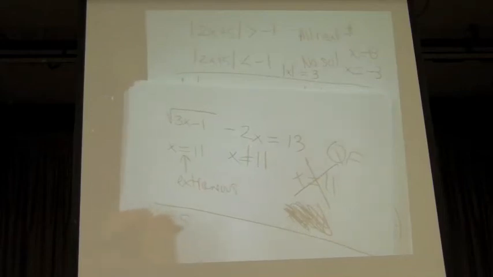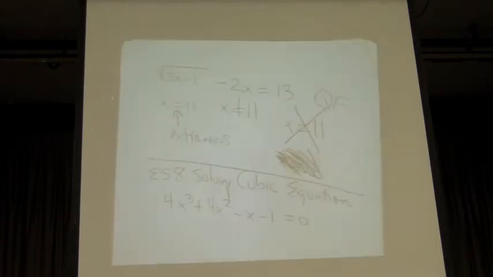Essential standard number 8. Solving cubic equations. This particular problem is very easy because it happens to factor. And so one way to handle this problem is to factor it. There's only one kind of factoring that you can do to a problem that has 4 terms. It's called what? Grouping.